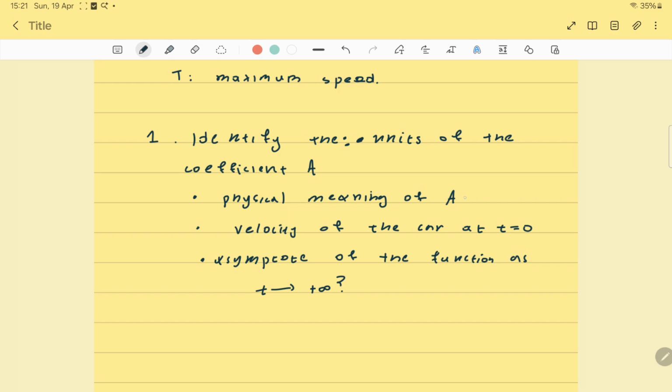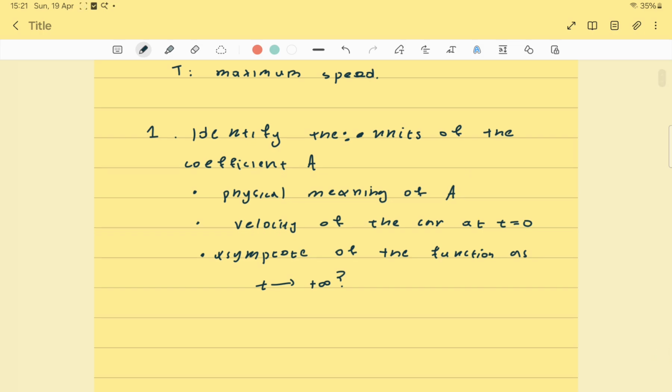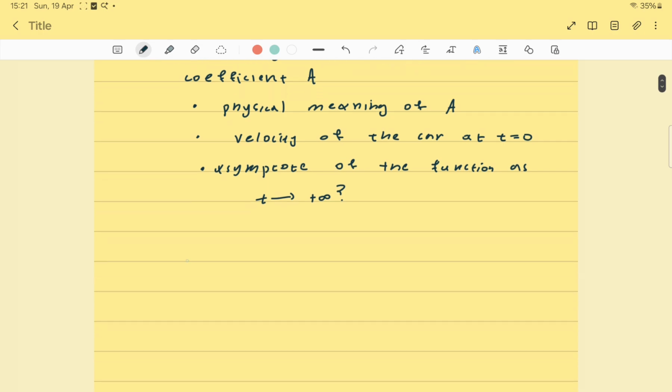We want to identify the units of the coefficient A, the physical meaning of A, the velocity of the car when t is equal to 0, and the asymptote of the function as t goes to infinity. Right, we start with the first one. Let's write the formula of the velocity function.